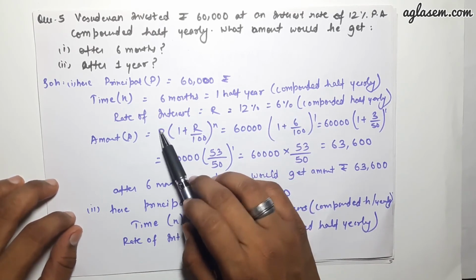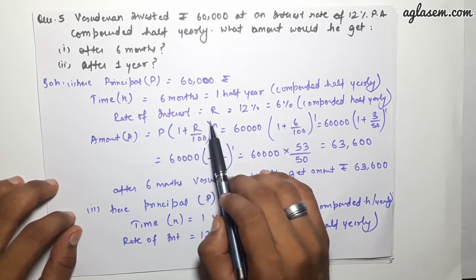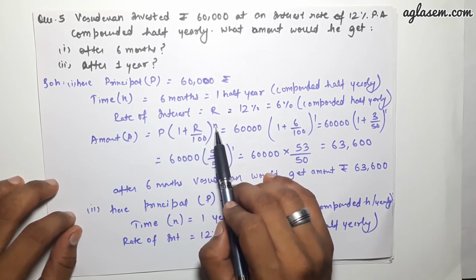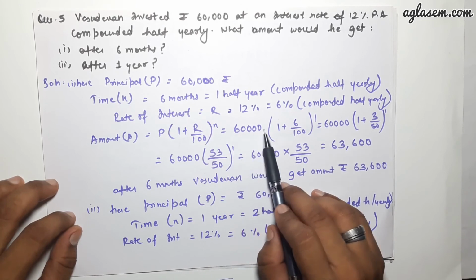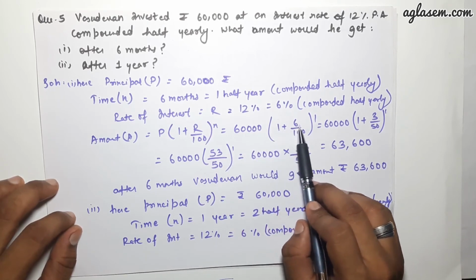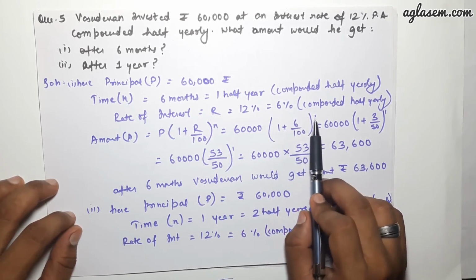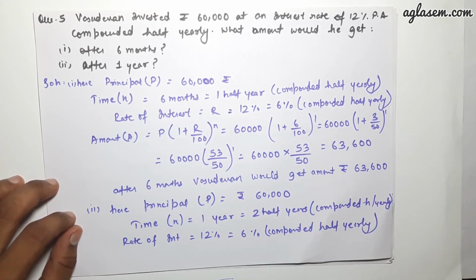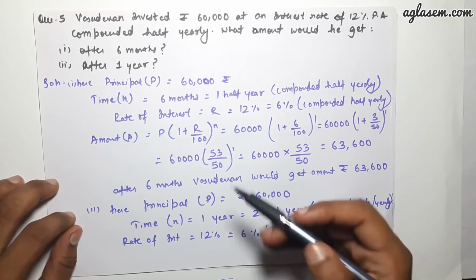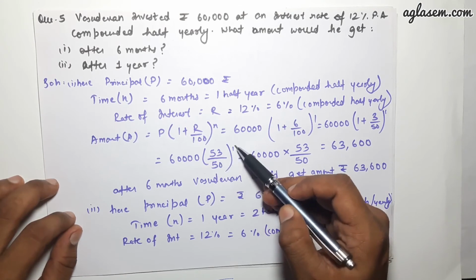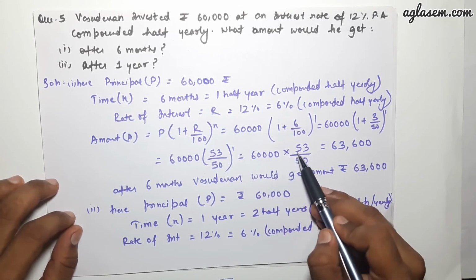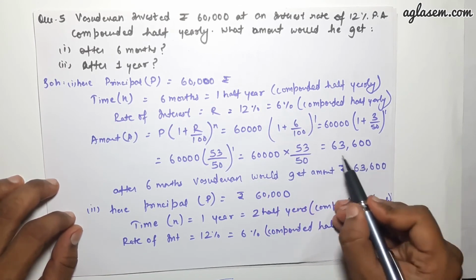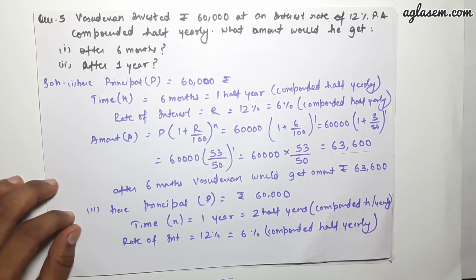Amount A is equal to P (1 + R/100)^N, where N is the time. So P is 60,000, (1 + 6/100), and the time is 1. So 60,000 (1 + 3/50)^1, so 60,000 × 53/50, only one time. So 60,000 into 53/50, we get the answer, that is 63,600.